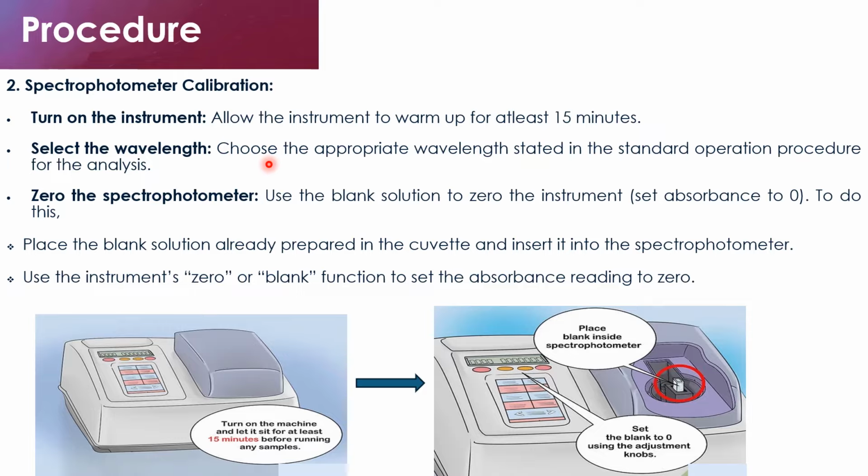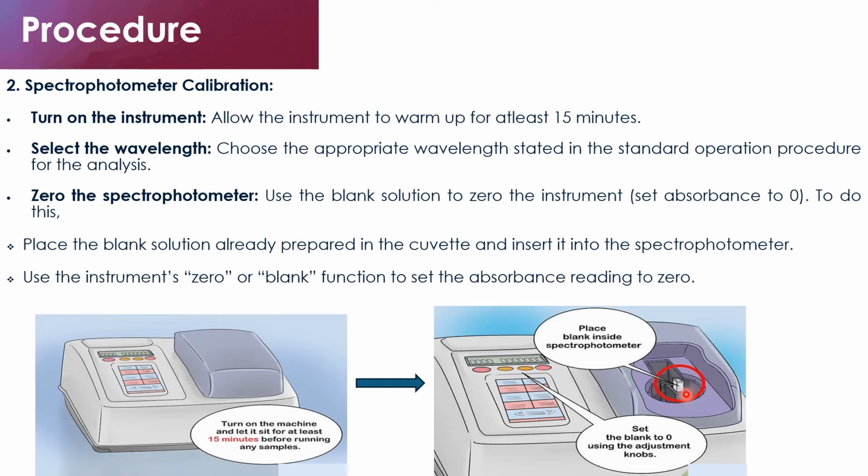And once we are done with this, we zero the spectrophotometer by using the blank solution prepared, to set the absorbance value to 0. So let's see how we can zero the spectrophotometer. To do this, we place the blank solution already prepared in the cuvette and insert it into the spectrophotometer.